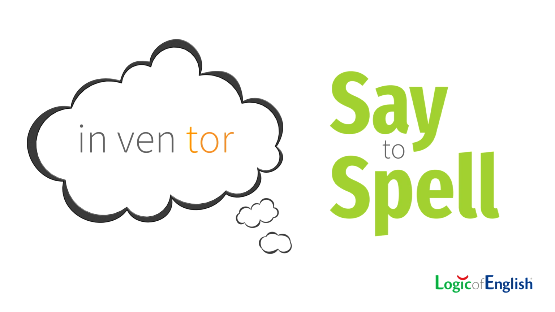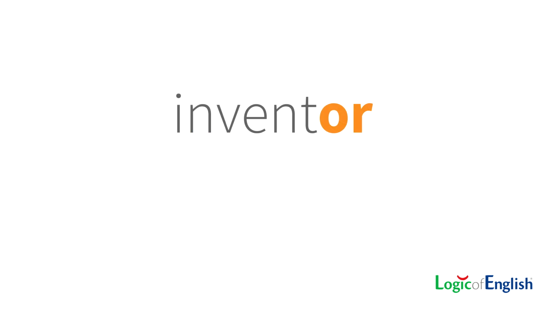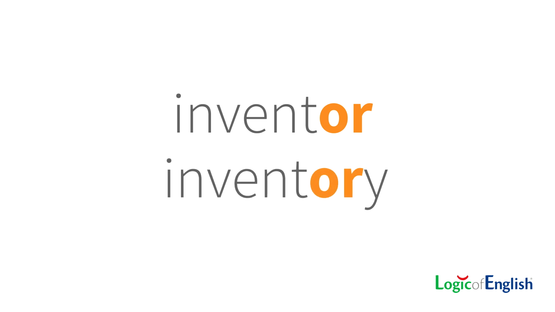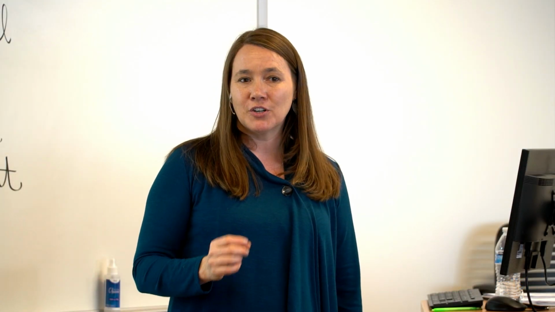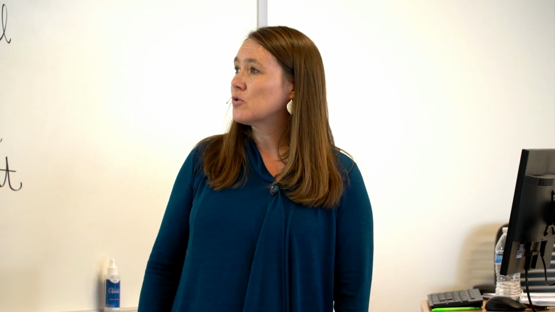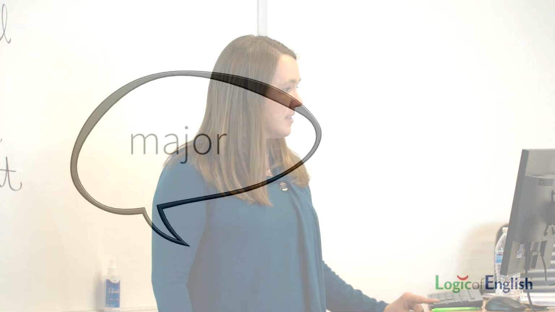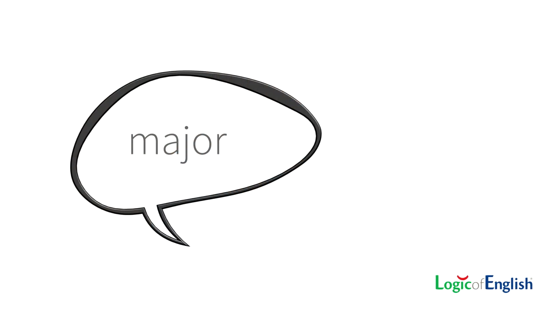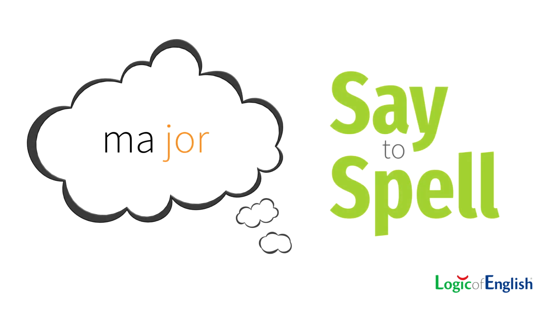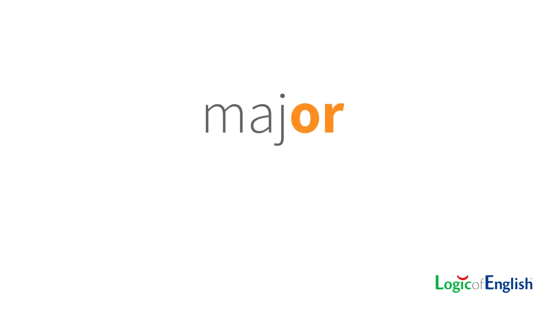Do you see it? Now, you might wonder, why didn't they just use the ER of her? But can you think of a word where you add a suffix and you hear that clearly? Inventory. Isn't that interesting? There's a reason that they chose particular spellings of the R-controlled vowels. And when that syllable shifts, then you often hear them clearly. Here's another one, major. Which syllable is stressed? May. And what will we say to spell? Major.